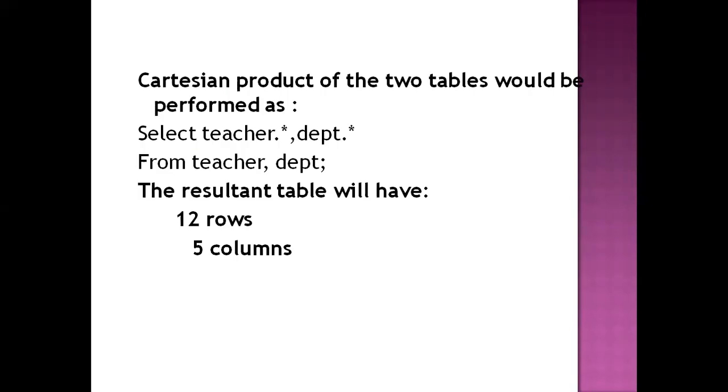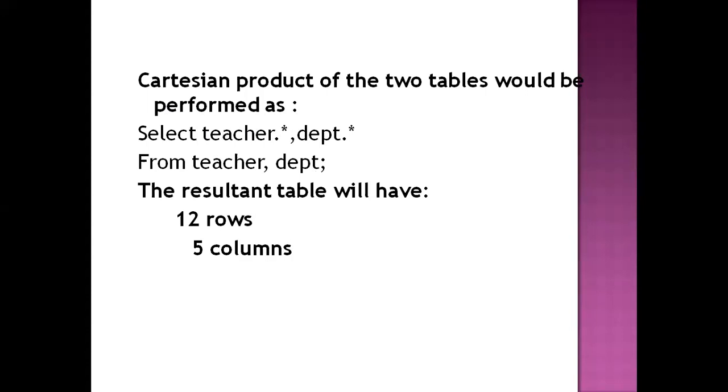See how to display both the tables' values. A Cartesian product of the two tables would be performed. To display both the tables' values, we have to make a relation. How to do it? See here: select teacher. I am selecting the teacher table, dot star. What is the dot? From this table I am selecting all. What is the use of asterisk? All. I have to display all the records from a teacher table.